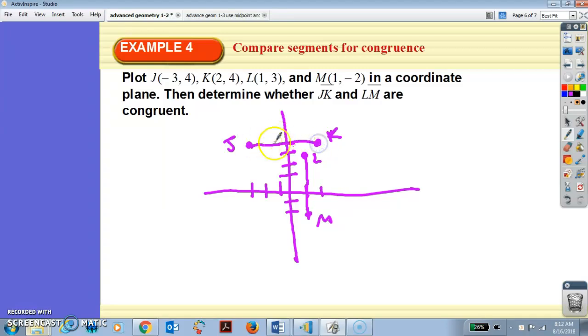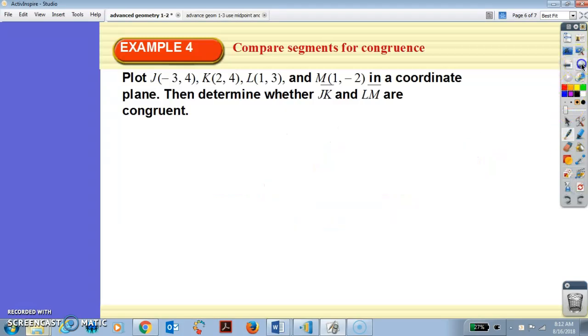Alright, so these are both the same height. And one starts at -3, this one is at 2. So this is a total distance of 5, right? And here you're going from a +3 to -2, so this is a distance of 5. So are they congruent? Yes. And how can I write that? I could write JK is congruent to LM.